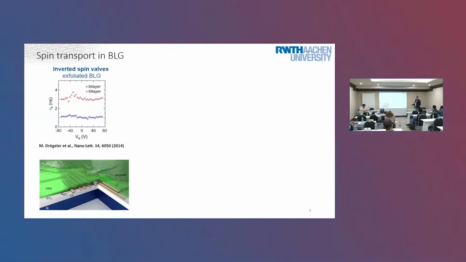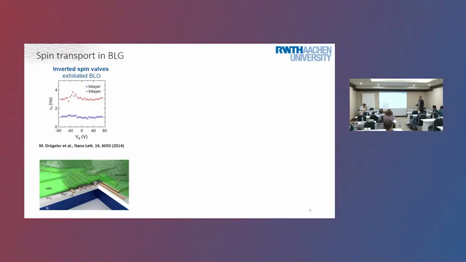In 2014, Mark Drögeler from our group reported on experiments in inverted spin valve structures using exfoliated bilayer graphene. Inverted means here he's picking up graphene, or bilayer graphene in this case, and placing this onto some predefined contacts. The HBN then protects the graphene and the contacts from any kind of liquid solvents, allowing for high quality devices. Mark found values of 1 nanosecond spin lifetime.